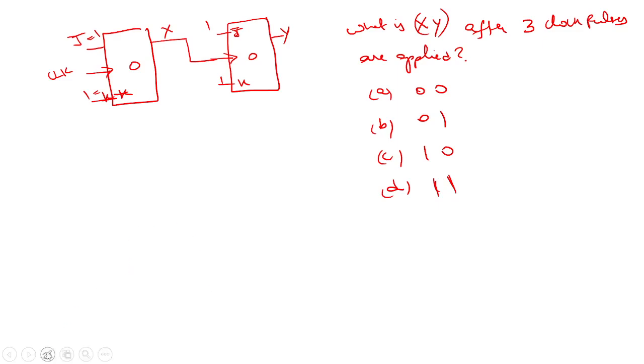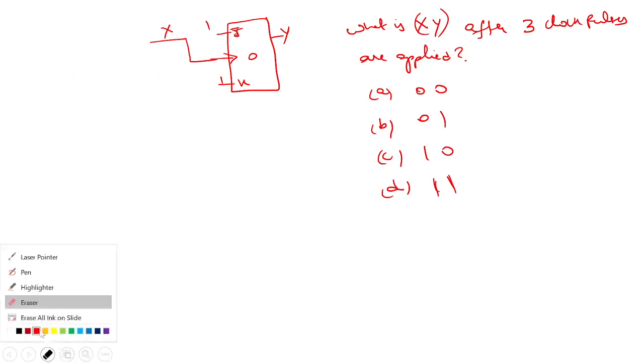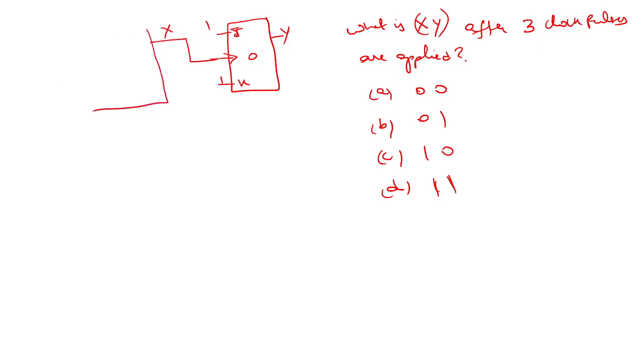If there is any confusion in the clock and all, I'll just rewrite this. The initial state of the counter is 0, 0. So what is XY after 3 clock pulses are applied?